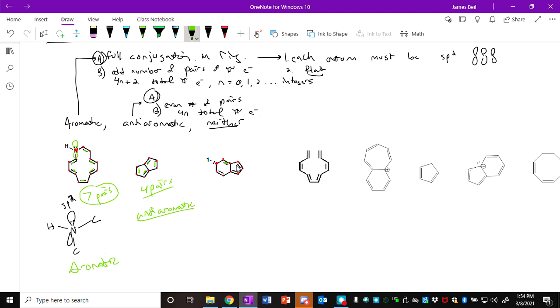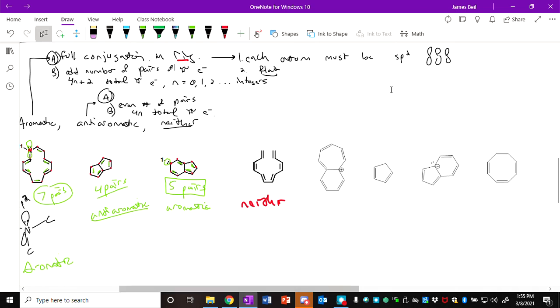So that's why we have to count the number of pairs. We've got 1, 2, 3, 4, 5 pairs. So that is a situation where the lone pair will be much more stable in a p orbital, so it can overlap with the neighboring p orbitals and create full conjugation for the ring and create a total of 5 pairs in those p orbitals, which makes it aromatic and will make it a lot more stable. This structure here is definitely neither because it's not a ring. So if you don't have a ring, you don't have an aromatic ring. That's a pretty straightforward one.